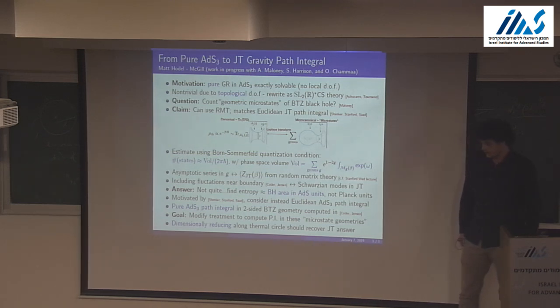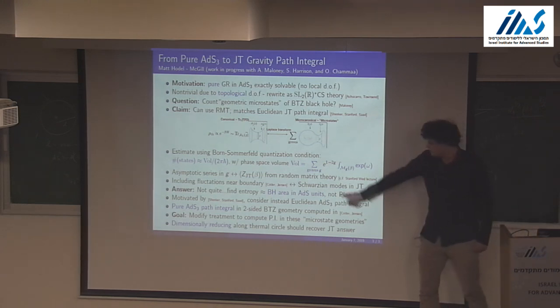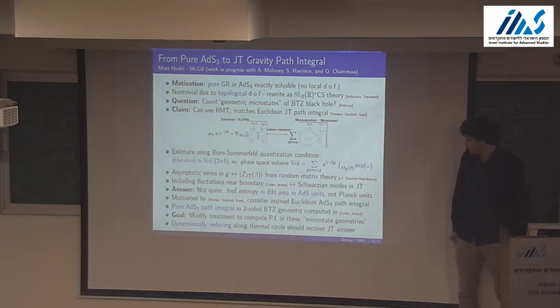So when doing this, you get an asymptotic series in the genus G, and this corresponds to the JT path integral, which you can calculate using random matrix theory, and this is what Douglas will explain to us in his lecture.